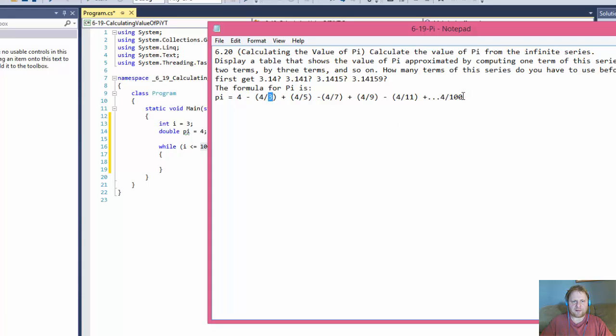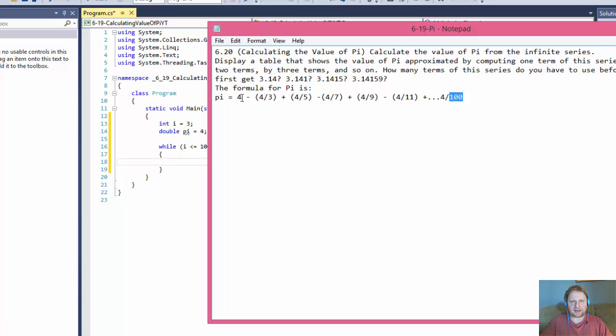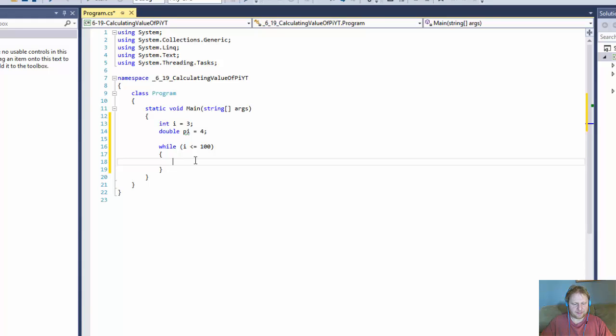So if our denominator equals 100, we'll exit the loop. And now we have to alternate. We have to alternate minus, plus, and keep increasing 3, 5, 7, so by 2. The denominator is increased by 2. So how do we do that? Well, we're gonna use mod.